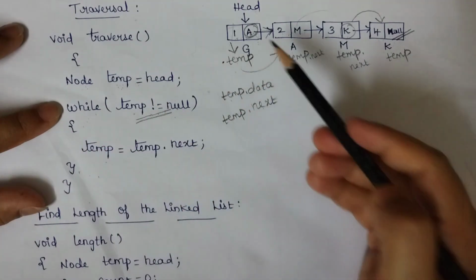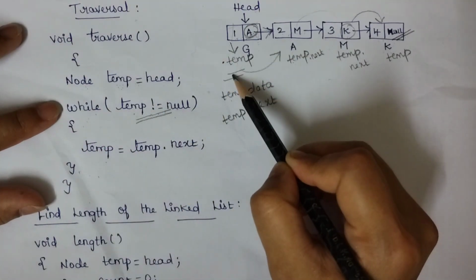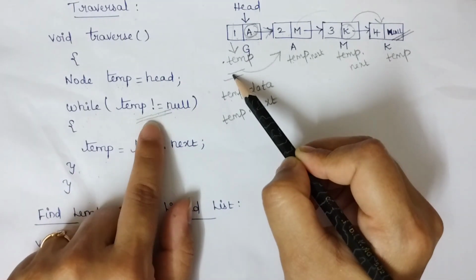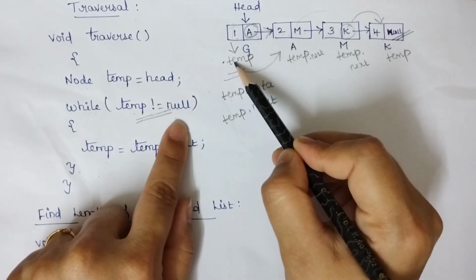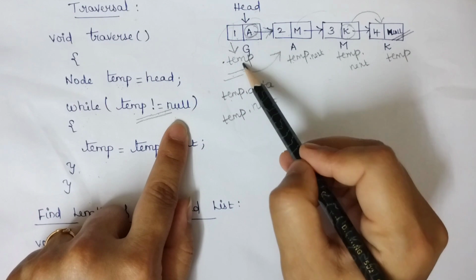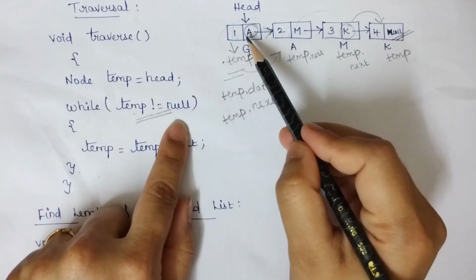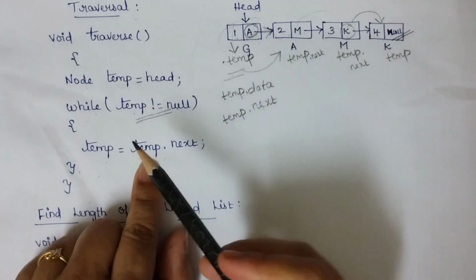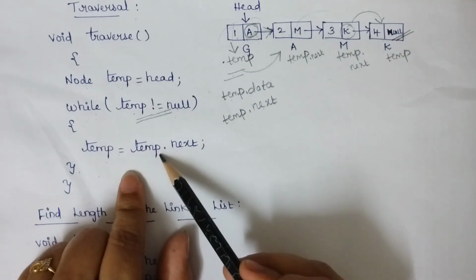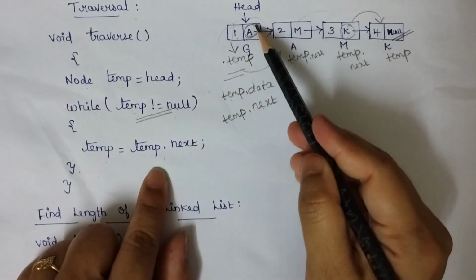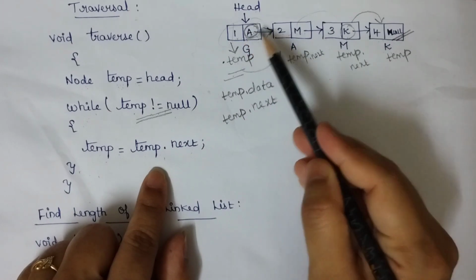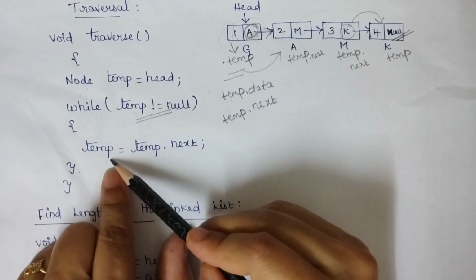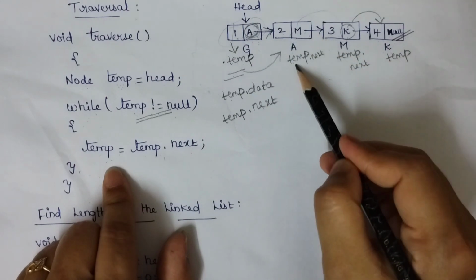So here first this is my temp node. Initially this is my temp node. You are checking whether your temp is not equal to null. Yes, my temp is not equal to null because this is my temp node. It is not null. If it is not null, then what are you doing? You are moving to the next node. So for moving to the next node, what are you doing? You are assigning temp equal to temp.next. So what is temp.next? This is temp.next. You are assigning temp.next as your temp node. So now this will become your temp node.